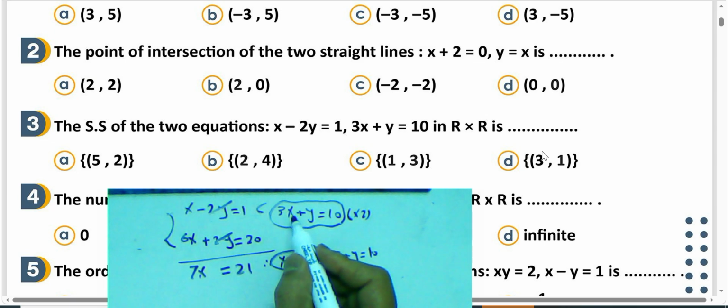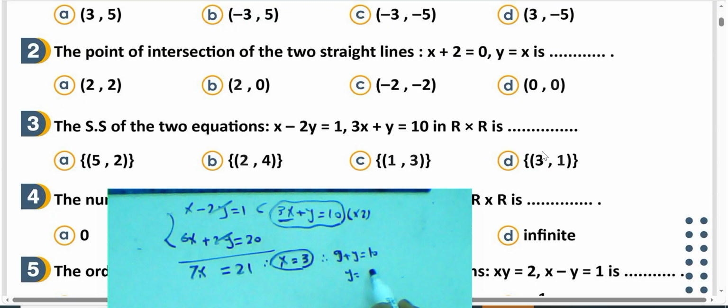I put the value of x equal 3, 3 times 3, 9. Then the value of y equals 10 subtract 9. 10 subtract 9 equals 1, then the value of y will be 1. So the solution set, we have x equals 3 and y equals 1, 3 and 1. The solution set is 3 and 1. Choose letter D. Next question.